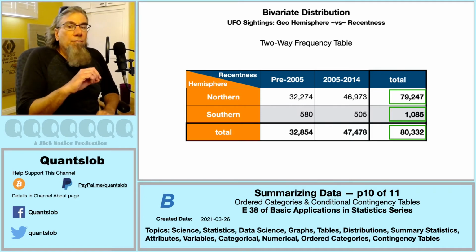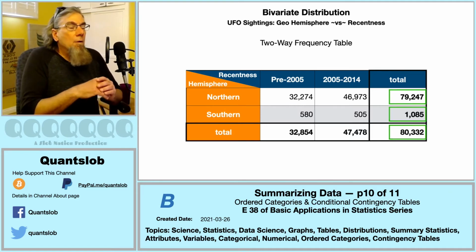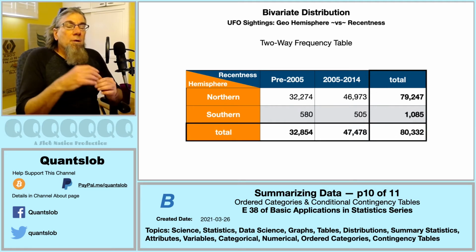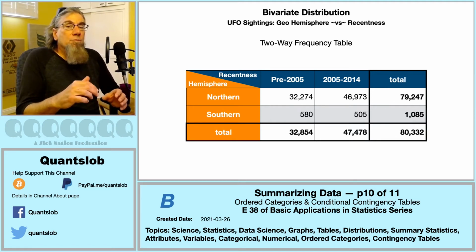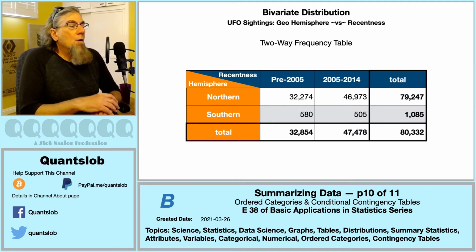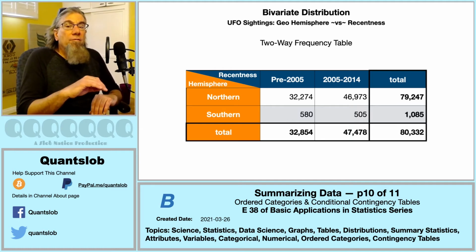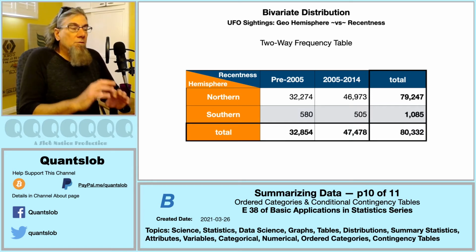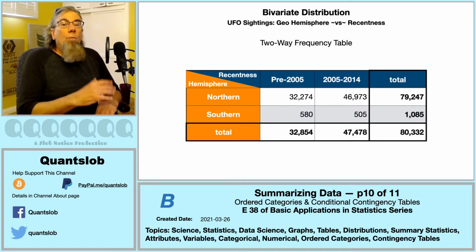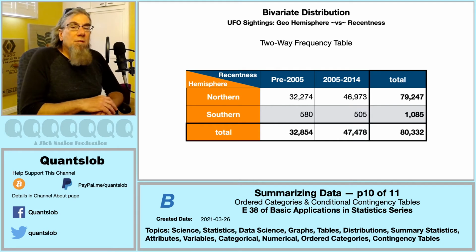Okay, so that's a pretty good first look, but let's dig a little deeper here. Suppose we're interested in comparing hemispheres in terms of sightings over time, or said another way, suppose we're interested in knowing if the trend in UFO sightings over time is different between the northern and southern hemispheres. Well, we can, in fact, use this frequency table to help us get to an answer.